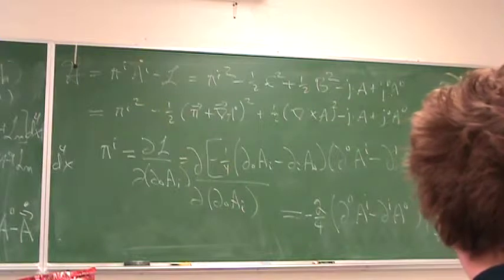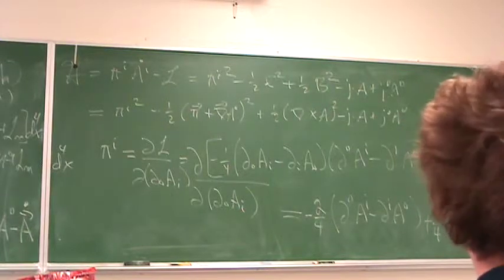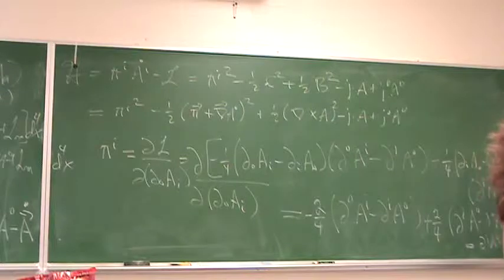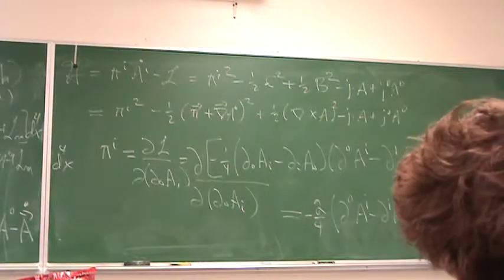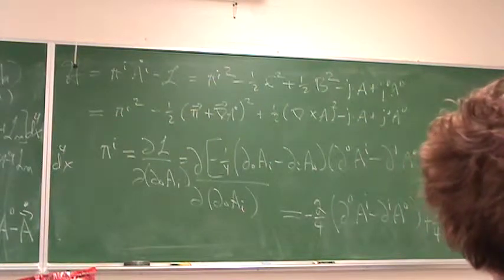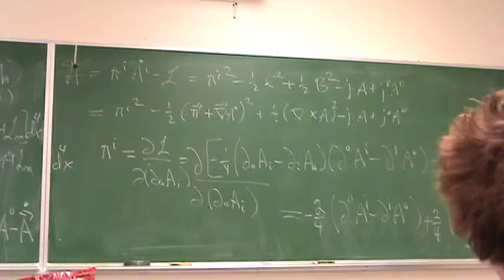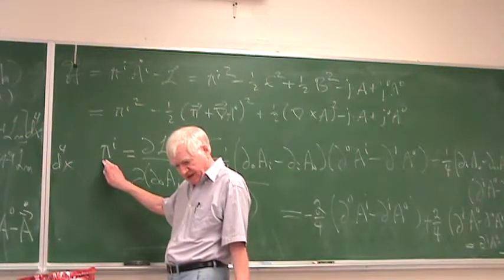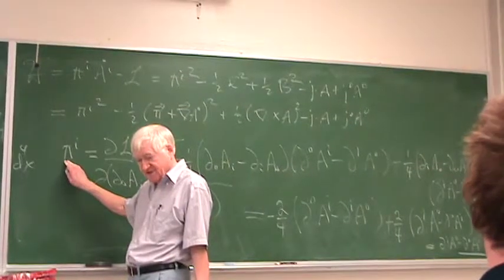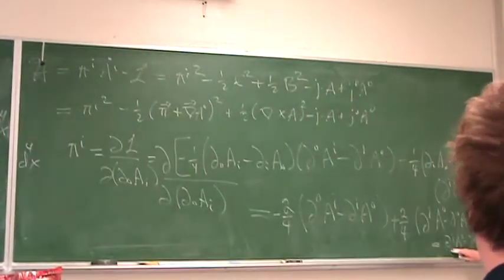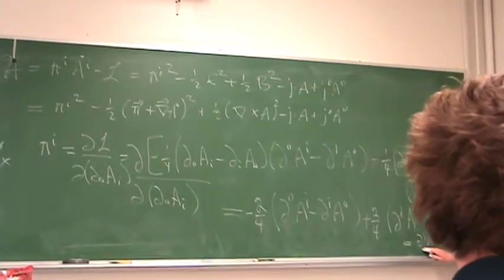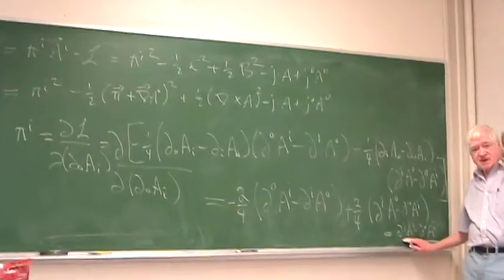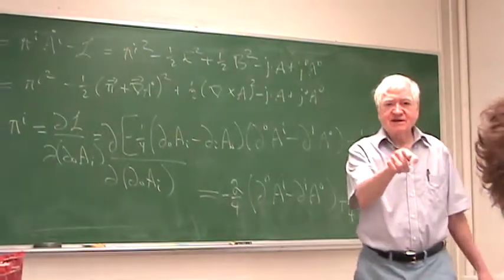What's actually bothering me at the moment is that I'm picking up not simply this term minus d0 A i, but also a d i A0. You see, what you're getting here is the total pi, but the pi that we want to quantize is the transverse part. This part here is not transverse. It's explicitly not transverse because it's a gradient, and that's the essence of being non-transverse. Actually, we've got a bit of a problem here. Well, I think it's okay, actually.